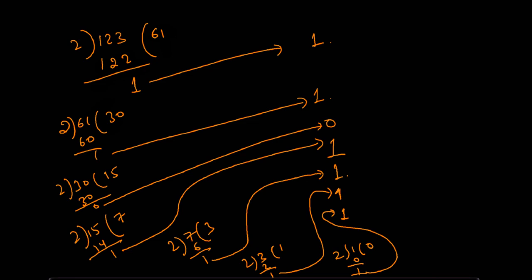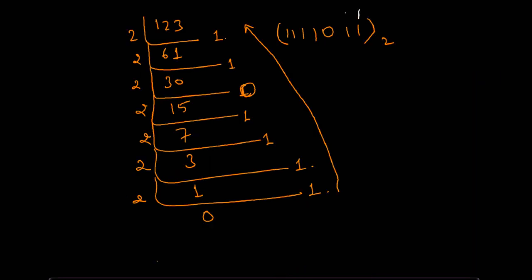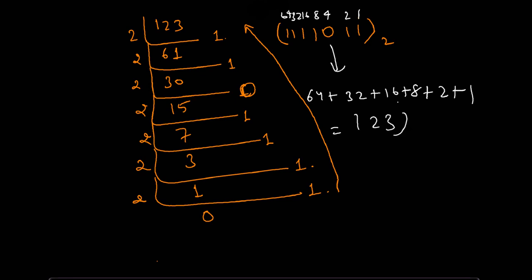And 2 into 1: quotient 0, remainder 1. So you go in the reverse order, and this is nothing but your binary equivalent. Your binary equivalent is 1 1 1 1 0 1 1, and this is the binary equivalent of 123 in base 10. The place values are 1 2 4 8 16 32 64. If you expand it, this is 64 plus 32 plus 16 plus 8 plus 2 plus 1: 96, 112, 120, 122, 123.